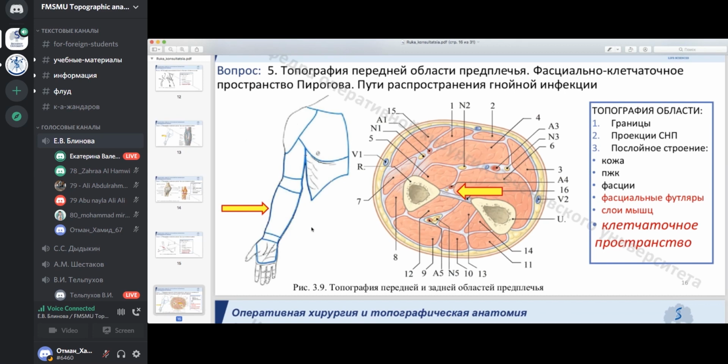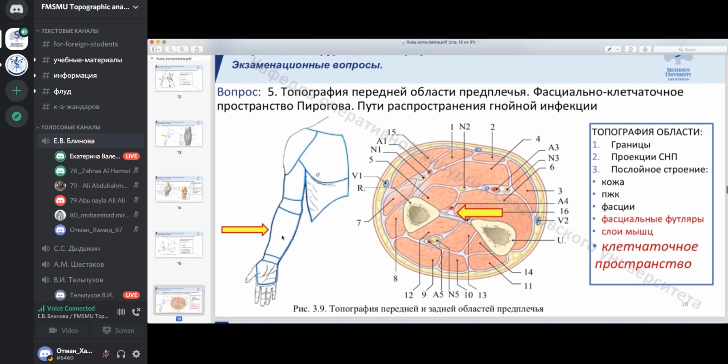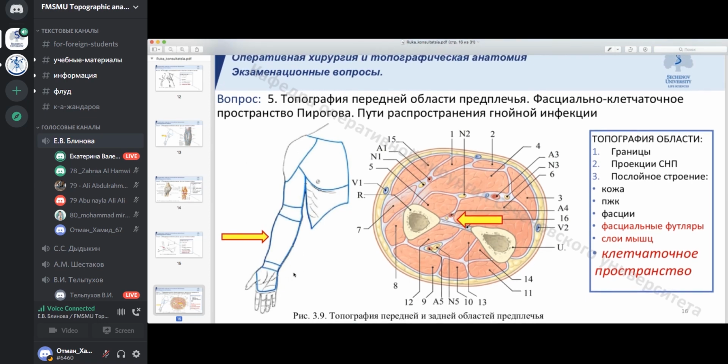Topographical anatomy of the anterior region of the forearm. The Pirogov-Parona space and ways of pus infection spreading. Firstly, you should name the borders of the anterior region of the forearm. Superiorly is the circular line drawn two fingers below the medial and lateral epicondyles of the humerus. Inferiorly, it is the circular line drawn two fingers above the styloid processes of the ulna and radius. On the sides, there are two vertical lines drawn from the styloid processes.